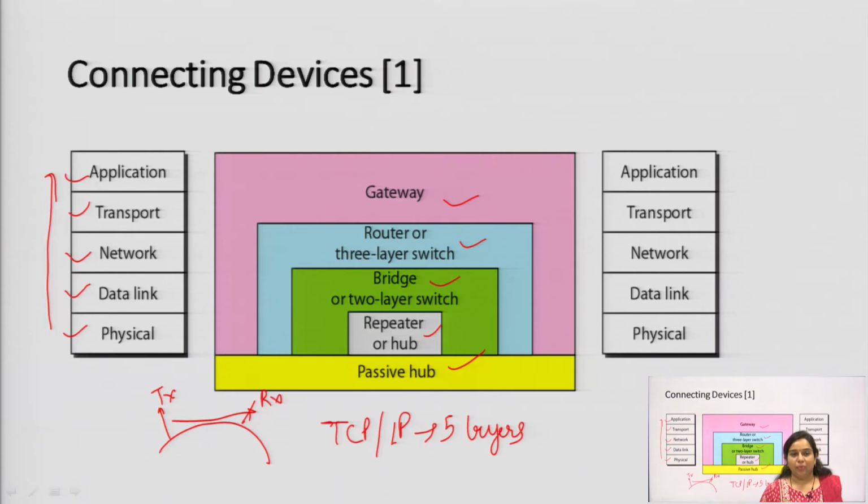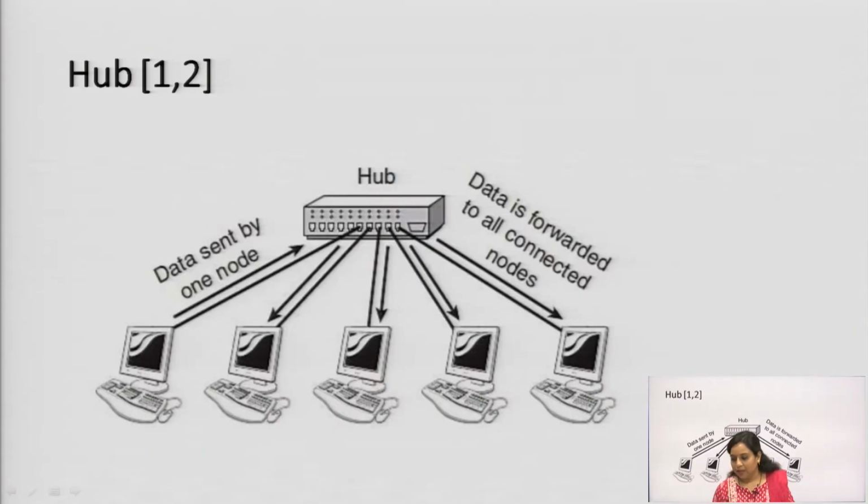Then bridge, router. You are very familiar with the routers in your office or at your home, routers are available which will provide the internet connectivity. Then gateways are there, we are going to see each one in detail. So, the first one is hub. Now, this is the diagram of the hub.